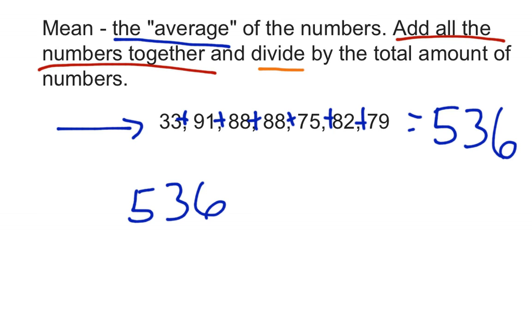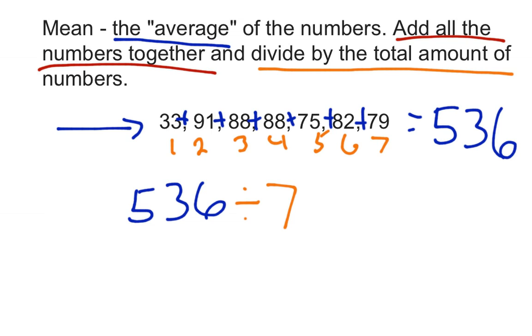Add all the numbers together, but then there's a second part. It says to divide by the total amount of numbers. So now I have to take this 536 and divide it. What am I going to divide it by? Well, how many numbers are there here? 1, 2, 3, 4, 5, 6, 7 numbers. Since there are 7 numbers, I now have to take 536 divided by 7, and again I'm going to use my calculator for that.